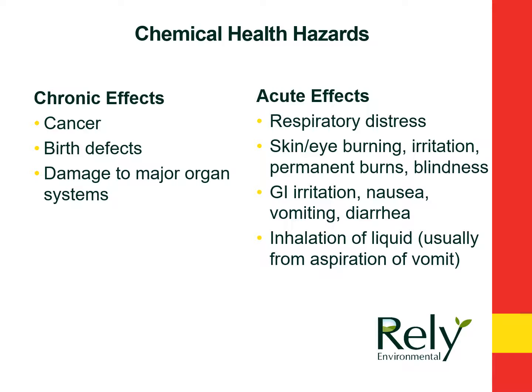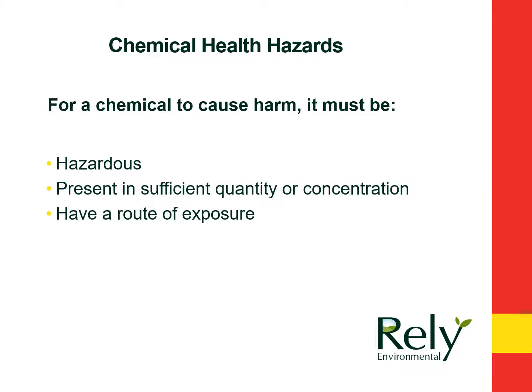Chronic effects include cancer, birth defects, and damage to major organ systems. Acute effects include respiratory distress, skin and eye burning, irritation, permanent burns, blindness, GI irritation, nausea, vomiting, diarrhea, and inhalation of liquid, usually from aspiration of vomit. In order for a chemical to cause harm, it must be hazardous, present in sufficient quantities or concentrations, and have a route of exposure.